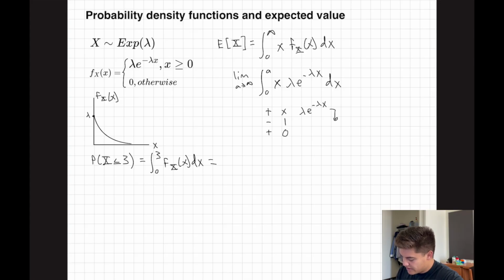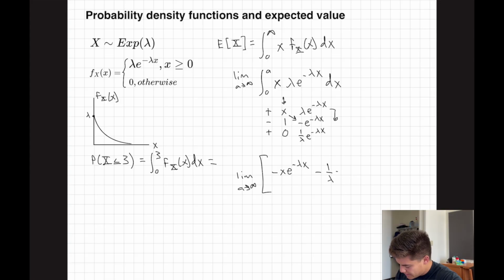I'm taking integrals on this column and derivatives on this column. Taking the integral, I'm dividing by negative lambda, and I have negative e^(-lambda x). Then taking the integral here, we get 1 over lambda e^(-lambda x). So then we can write this as the limit as a approaches infinity of negative x e^(-lambda x) minus 1 over lambda e^(-lambda x), evaluated from 0 to a.